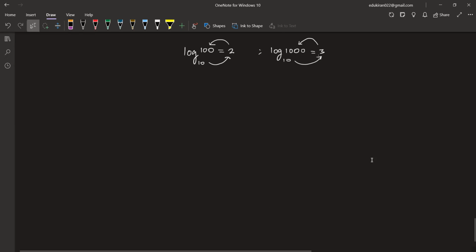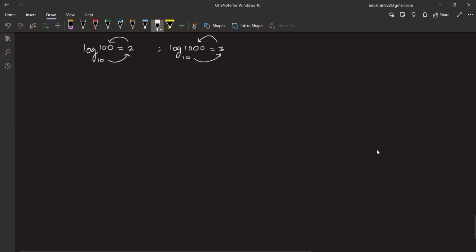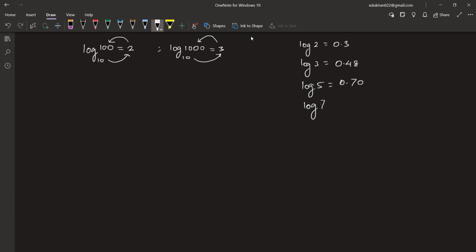And then I also asked you to learn some basic logs. If you learn only these logs, the prime numbers, that means you have to learn log 2, which is equal to 0.3. Log 3 is equal to 0.48. Log 5 is equal to 0.70. And log 7 is equal to 0.84. You just need to remember these 4 logs, nothing else, and then you will be able to do all the questions.